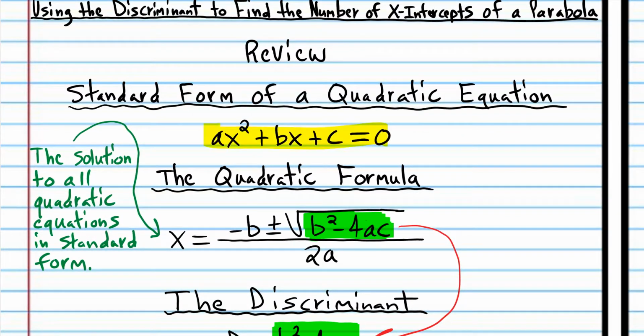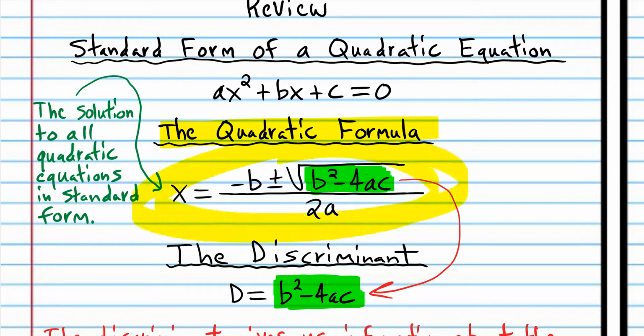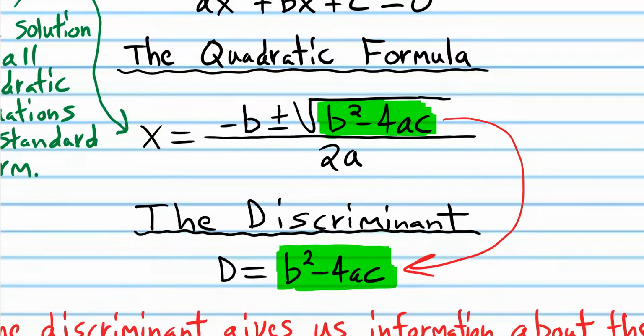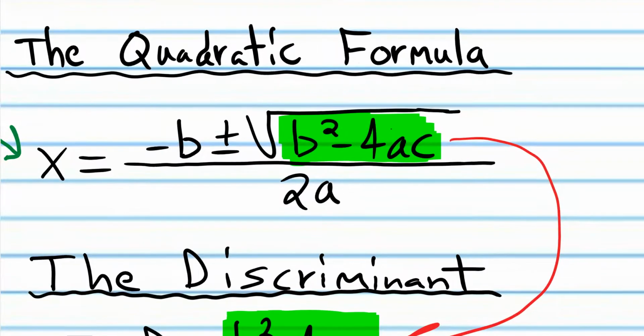This is a quadratic equation, and we learned in a previous class that if you want to find the solutions to any quadratic equation, you use the quadratic formula. And we also learned that the expression under the root is a special expression, and we give it a special name. We call it the discriminant. And the reason it's special is precisely because it's under the root. Remember, you can't have a negative number under a square root.